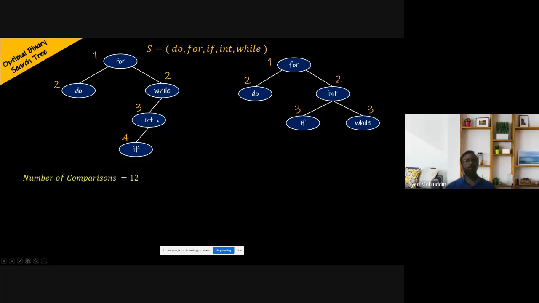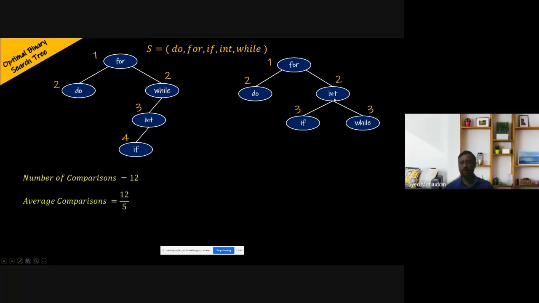So the total number of comparisons for this tree is 2 plus 1 is 3, 4, 5, 6, 7, 8, 9, 10, 11, 12. We needed a total of 12 comparisons for this tree. So on average, to search an element of this set, we need 12 by 5 comparisons. Now let us look at the other structure of the binary search tree for the same elements, do, for, if, int, and while. In this right side binary tree, we need one comparison for for, and two comparisons for do.